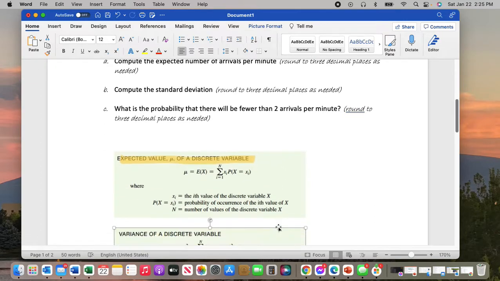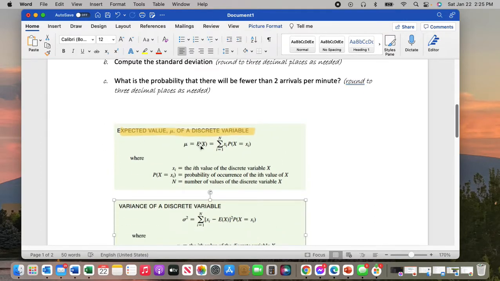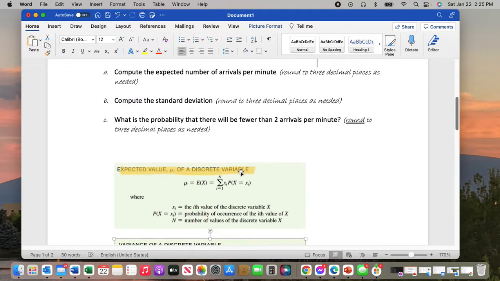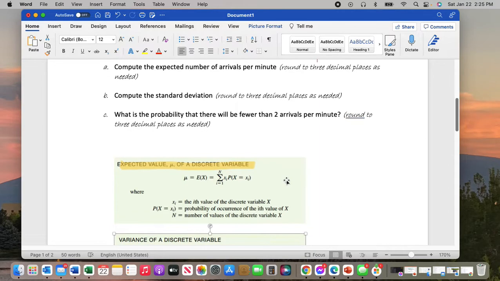So one thing that I did to make it a little bit easier on you guys, I do have the formulas here, which you can find in your book. Now, look at this, expected value, right? That is mu, which is the mean of a discrete variable. So what it's asking here is the expected number of arrivals. So basically, it's asking us what is the mean. That's all this is really asking us.